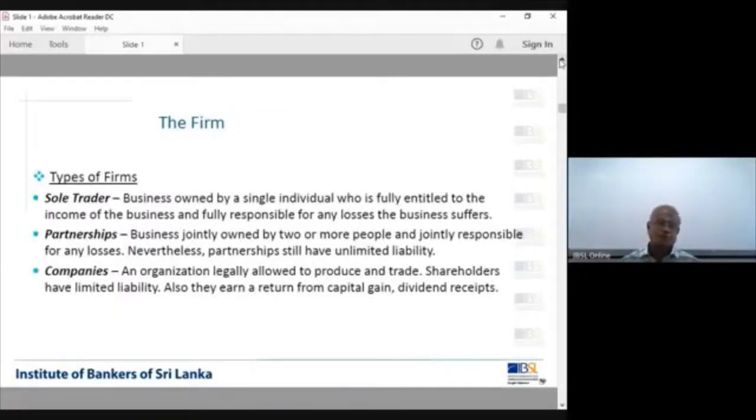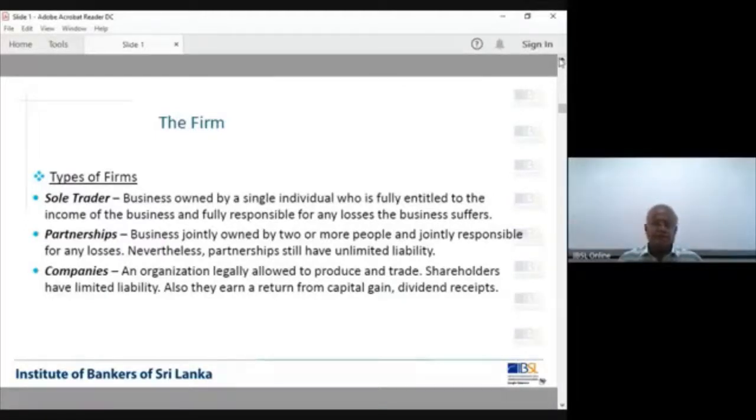Types of firms. Now again, we know what a firm is. We divide all firms into three: sole trader, partnerships, companies. A sole trader is a business owned by a single individual who is fully entitled to the income of the business and fully responsible for any losses the business suffers. Underline that. That's very important.